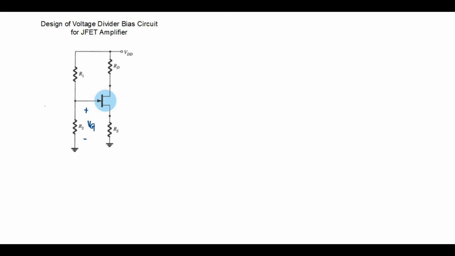That is at this point. So the current flowing through this path is considered to be I2, and there will be a current flowing through this path which can be written as ID. So here we have drain and source, and of course this terminal is the gate terminal of the JFET.